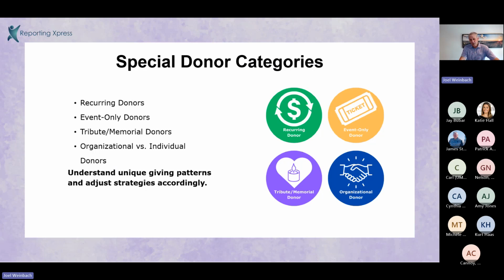There are special donor categories that you need to pull out of your data so you don't distort it. Recurring donors look a little different because they make the same gift every month, so that can skew some things. So we generally will take them out. Donors that only attend events tend to behave a little differently, so we'll usually pull them out and look at them separately. Same thing with tribute and memorial donors. Those are kind of one-time or occasional donors, and we don't want them to necessarily skew our analytics of our appeals and campaigns. And organizational and individual donors can sometimes behave differently, so we might look at them separately.